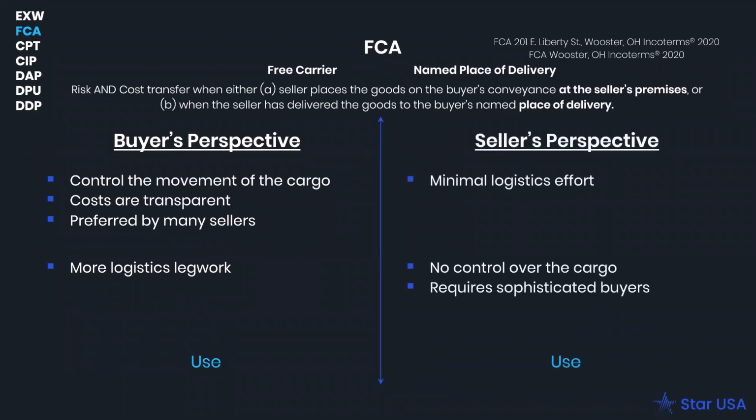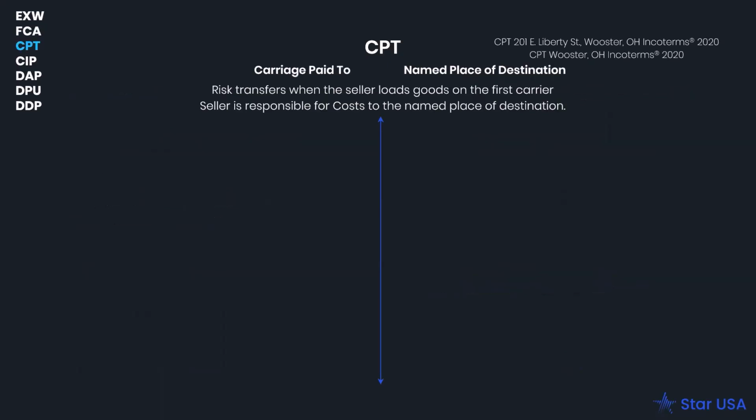Seller's perspective, again, minimal logistics effort. That's usually to our taste, particularly here in the US, but you have no control over the cargo, and it requires your buyer to be a little bit more sophisticated. That being said, I do recommend using FCA for most export transactions when you're the buyer or the seller. If you're the buyer, it gives you the advantages you want. If you're the seller, it gives you the advantages you want, typically.